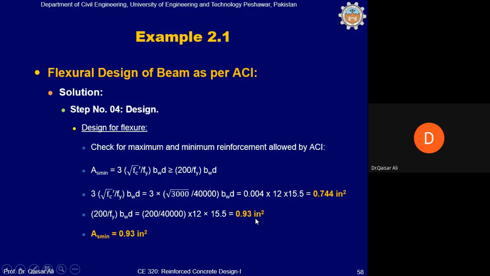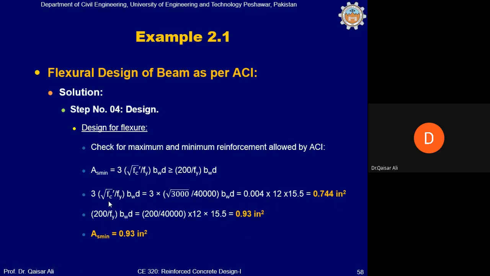And if you remember, last time I told you that there is no need to check this equation 3 √Fc prime Fy bwd, because the other equation 200 divided by Fy bwd will always give you a value greater than this value, as long as Fc prime is not more than 4500 psi.